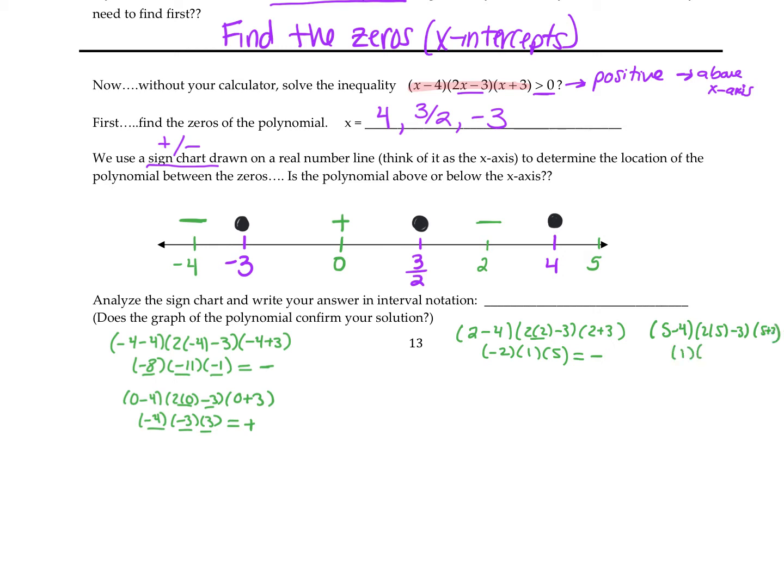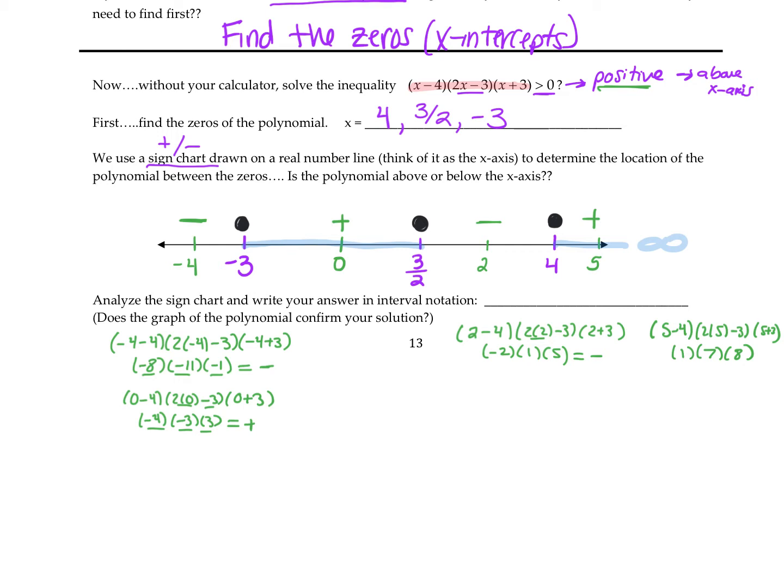So 1, 10 minus 3 is 7, 5 plus 3 is 8. So positive times a positive times a positive is a positive. So in interval notation, where is it positive, or above the x-axis? Well, that would be from -3 to 2/3, and then from 4 to infinity.